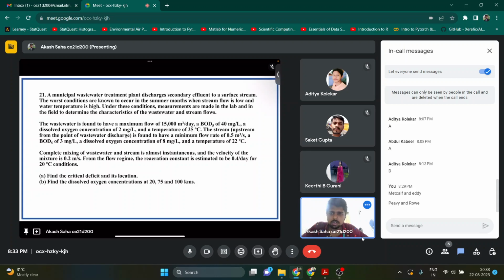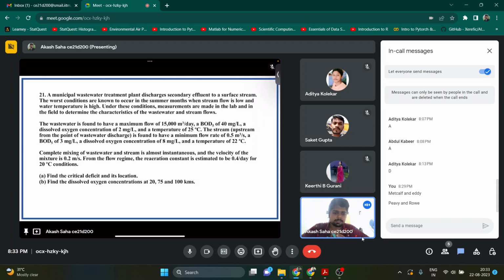So these are all the parameters of the wastewater: the flow, the BOD, the dissolved oxygen, and the temperature. Also for the stream on which the wastewater is being discharged, we have the same parameters. The flow is 0.5 meter cube per second. The BOD is 3 milligram per liter. Dissolved oxygen concentration is 8 milligram per liter, and temperature is 22 degrees Celsius. After complete mixing, the velocity is 0.2 meter per second, and the reaeration constant is 0.4 per day. So we have to find the critical deficit.